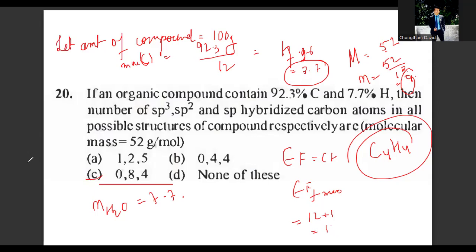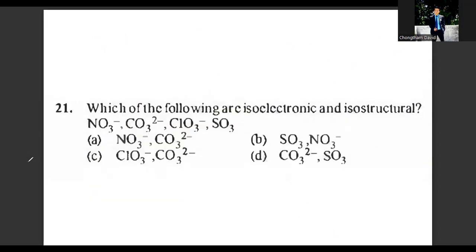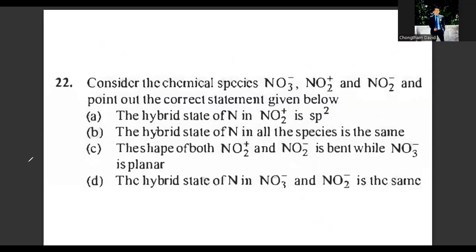Question 21. Which of the following are isoelectronic and isostructural? So nitrate and carbonate have the same number of electrons, equal to 32, and the central atom in each is sp2 hybridized. They are isostructural too. So we can say nitrate and carbonate. Option 1 is the answer for question number 21.